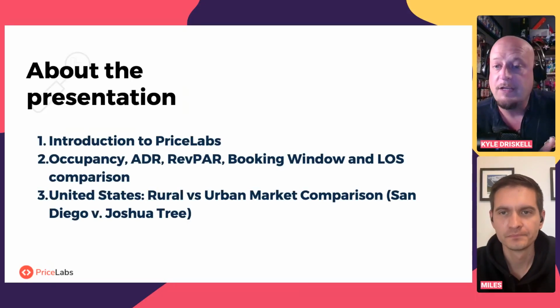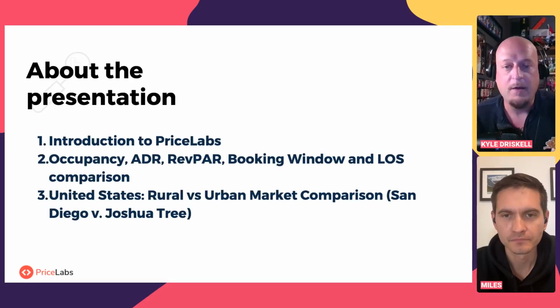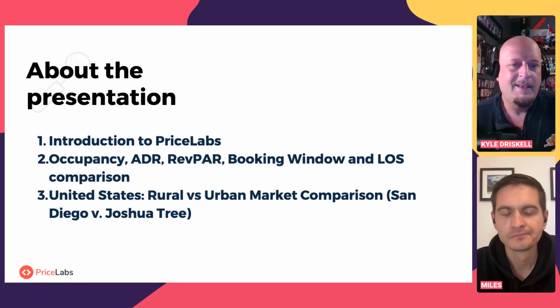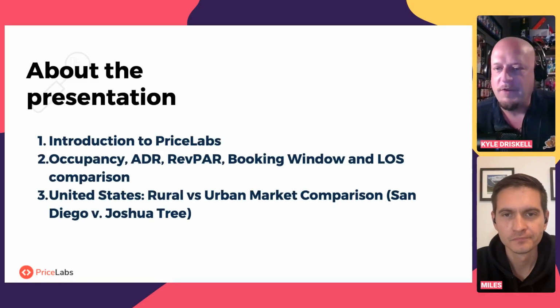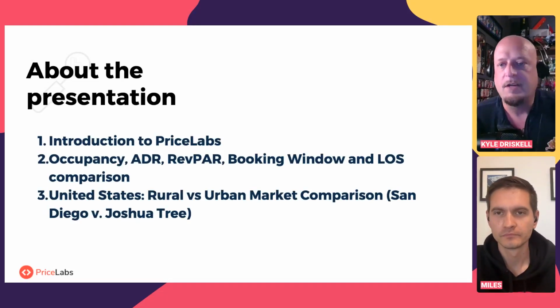Then we're also going to look at your booking window, and the LOS, which stands for length of stay. We've seen a lot of compression when it comes to booking windows pretty much across the United States. We've also seen some longer lengths of stay and some shorter lengths of stay, depending on where you're at. And the final thing we'll talk about is a real-life example, looking at a rural versus an urban market, specifically San Diego, California versus Joshua Tree.